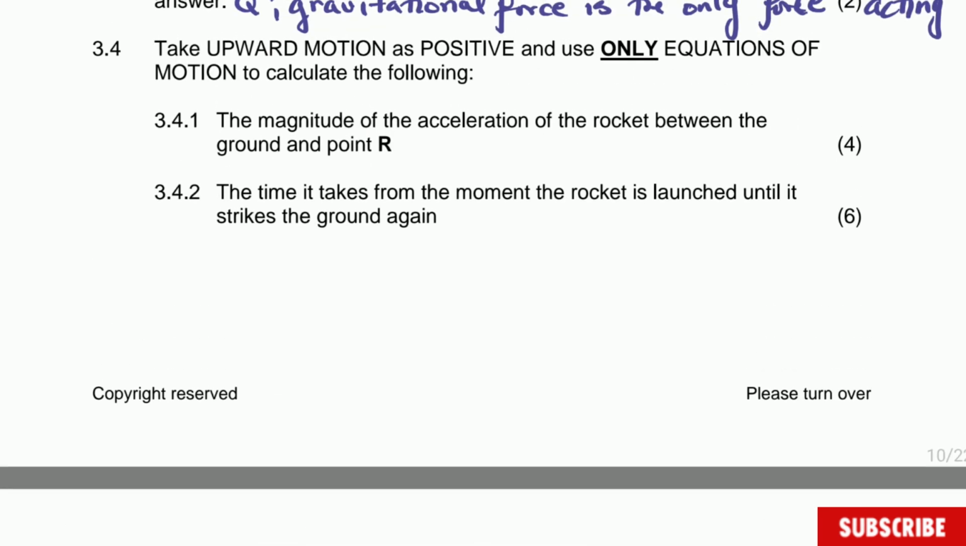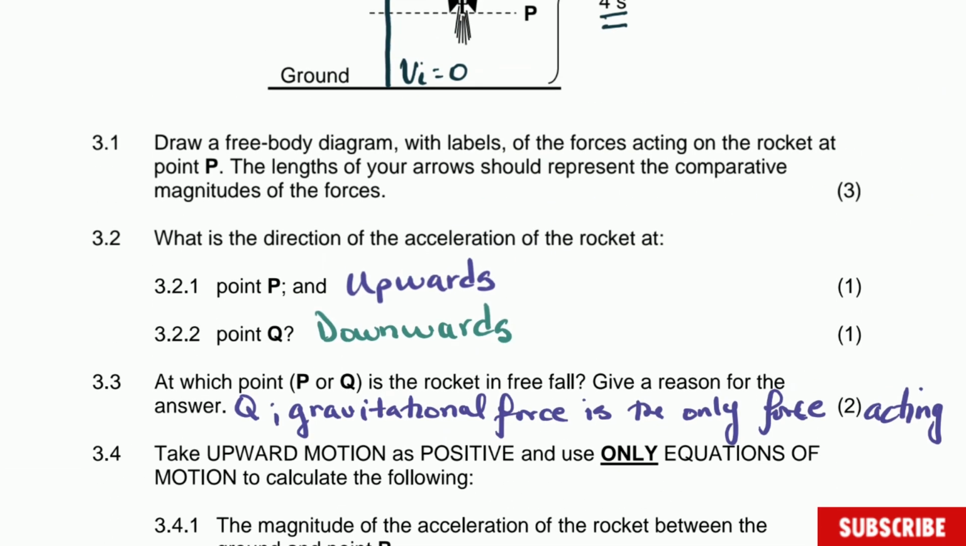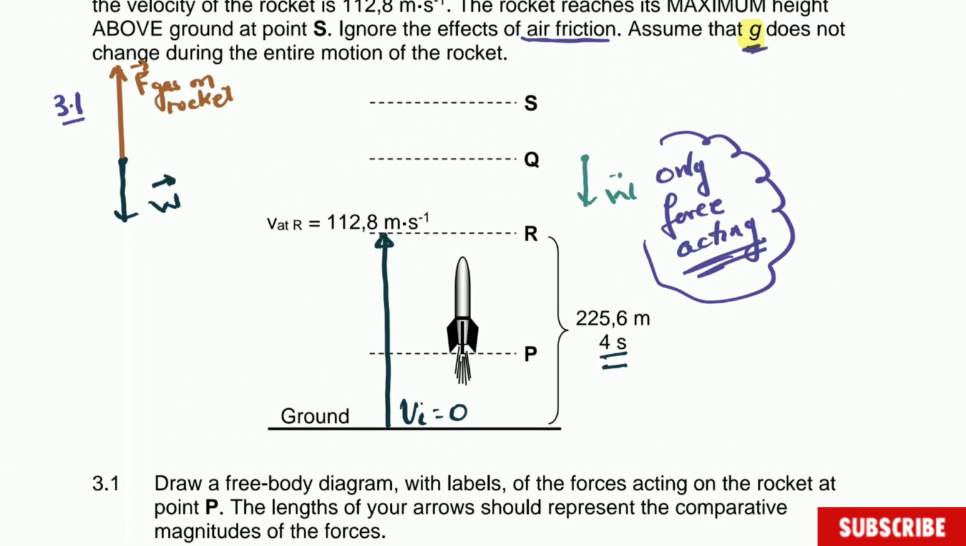Question 3.4.2, the time it takes from the moment the rocket is launched until it strikes the ground. So guys, very, very simple. All we have to do is to calculate the time it takes from point R to the ground as it moves all the way up and down. But here we're going to use only one equation of motion. In this case, this one here is the displacement.